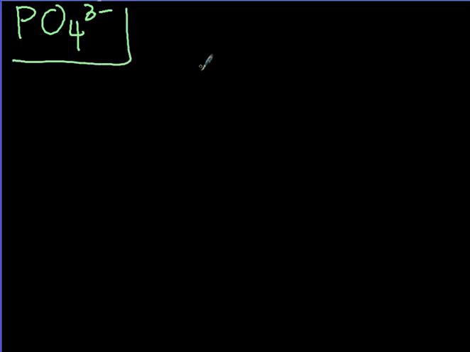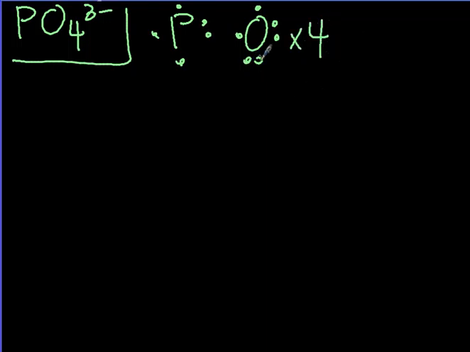The other structure we did, PO4 3 minus. So same thing. Draw your dot structures, add all up the dots, and follow what this negative 3 is telling you. So P is 1, 2, 3, 4, 5. Each oxygen is 1, 2, 3, 4, 5, 6, and that's times 4. So 4 times 6 is 24, plus 5. That's 29.